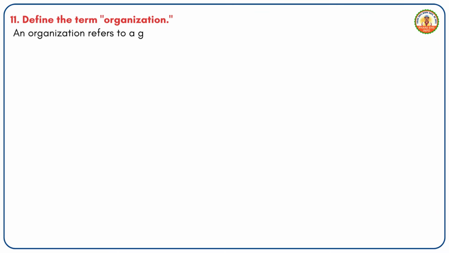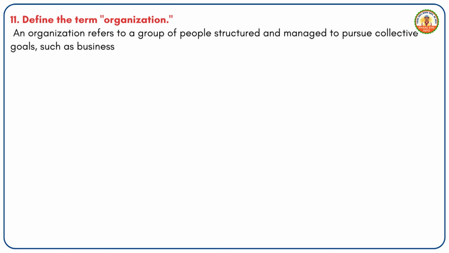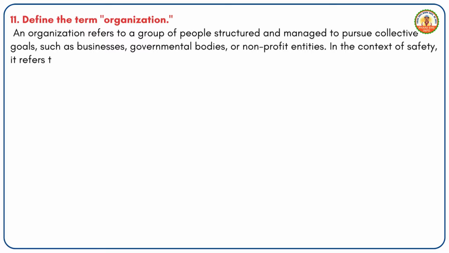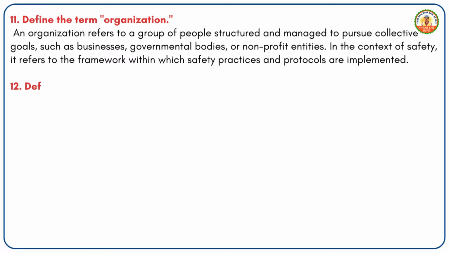11. Define the term organization. An organization refers to a group of people structured and managed to pursue collective goals, such as businesses, governmental bodies, or non-profit entities. In the context of safety, it refers to the framework within which safety practices and protocols are implemented. 12. Define the term Safety Committee.